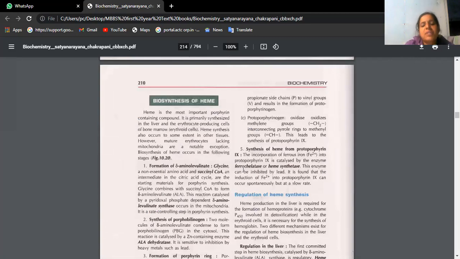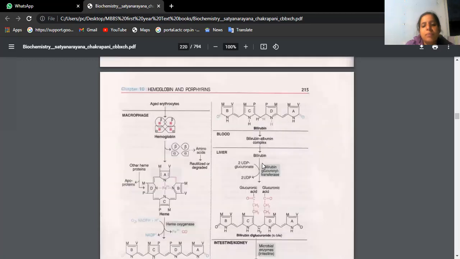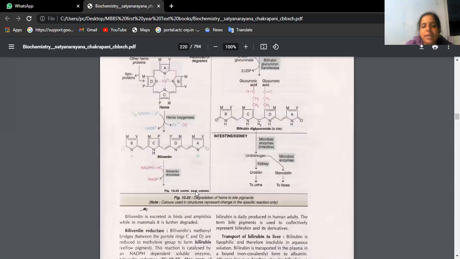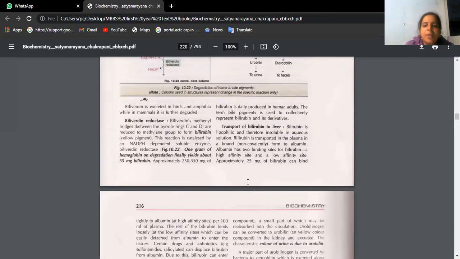Degradation of heme, I was actually trying to recollect this picture only. For physiology also, for the degradation of heme, I want you to write this cycle only, beta. Bilirubin, biliverdin, then glucuronic acid, and all this cycle is applicable both in physiology and also in biochemistry. Okay, then. Now, what is jaundice?